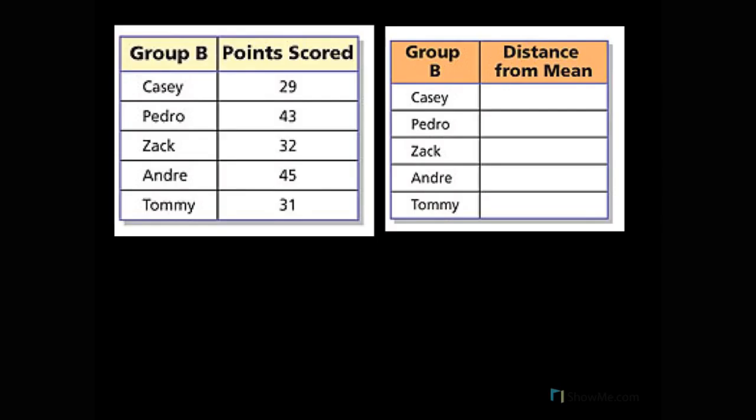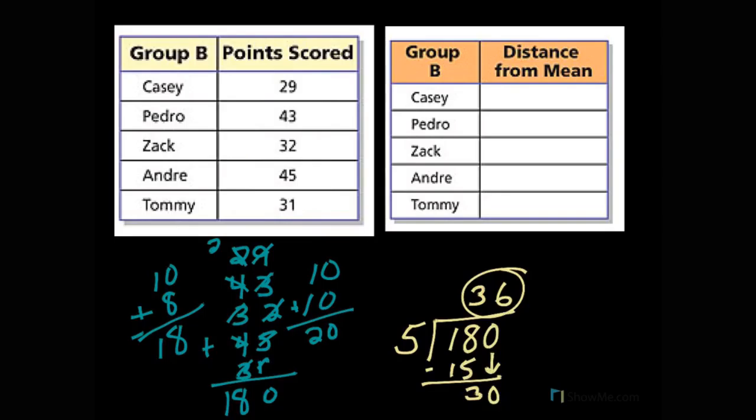So here we have Group B. It's another basketball team, and we can see the points that they scored. We want to find the mean absolute deviation. So, step 1, we're going to find the mean of our data. Pause the video and find the mean. All right, so it looks like we have the same mean for this set of data that we had for the last one. Our mean is 36.